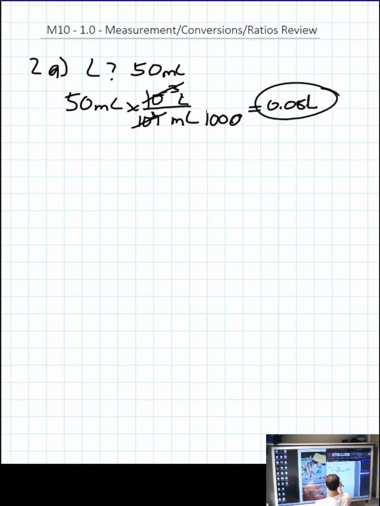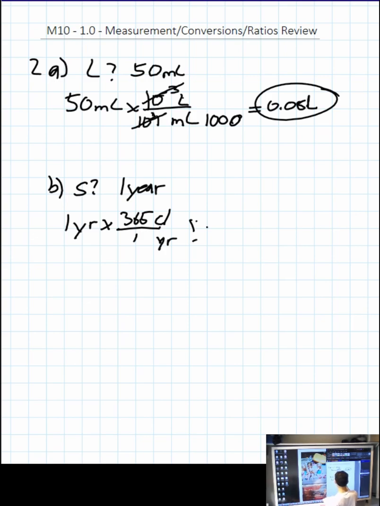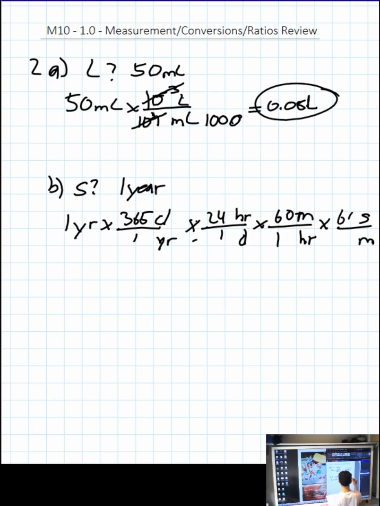All right, so how many seconds, question mark S, in 1 year? So let's start off with 1 YR on the margin. YR is the units for years, and we're going to multiply by many conversion factors. We're going to times by 365 days in 1 year. We're just going to go straight to it. Then we're going to multiply by 24 hours per day. Then we're going to multiply by 60 minutes in 1 hour. Then we're going to multiply by 60 seconds in 1 minute.